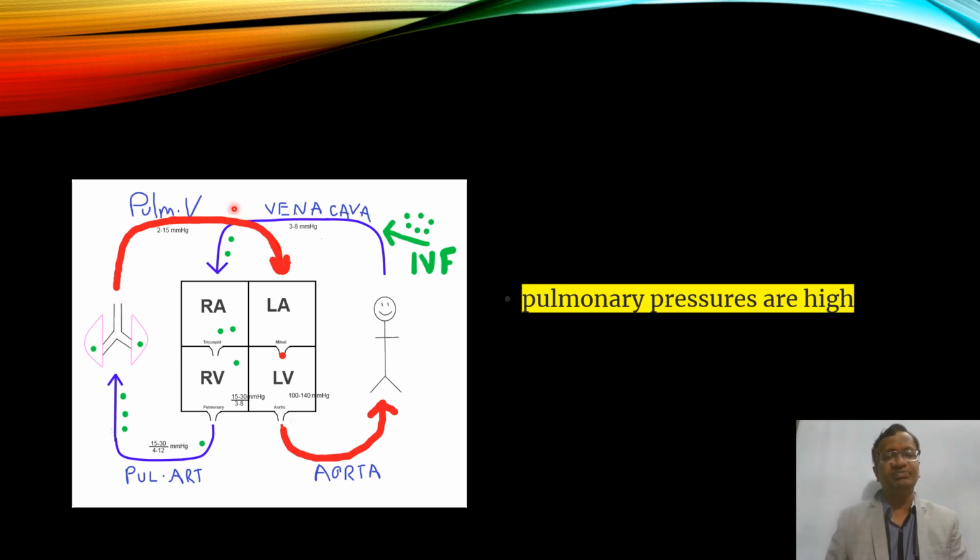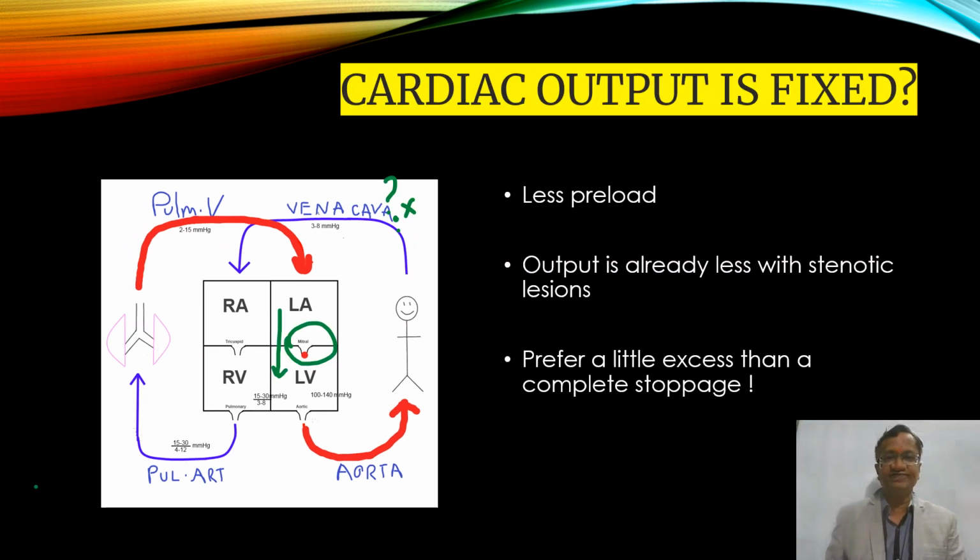Otherwise, if it is going to the pulmonary vein and pushing more in the event of mitral stenosis and pushing more of the output, then it is okay. If that is the problem, when you give this, then stop and decrease. So preload may slightly increase or it may be normal. Any reduction in preload is catastrophic. Less preload, cardiac output is already less with stenotic lesions. Prefer a little excess than a complete stoppage. So fixed cardiac output, prefer a little excess.